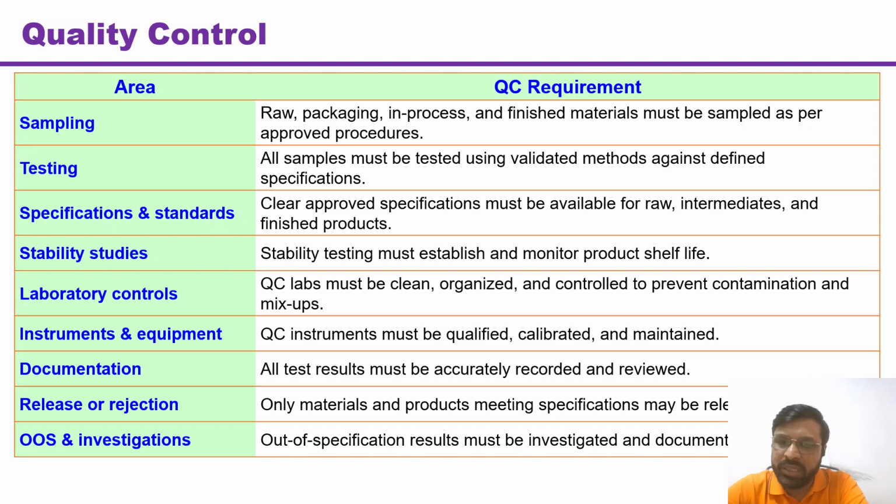At every in-process stage, we should sample and it should be tested. Finished product should be sampled and tested, and all the releases should be done after satisfactory testing. Then we have to see specification and standard. There are some guidelines. Specifications are prepared on the basis of pharmacopoeia, so that we can maintain the guideline to perform the testing, and we can get consistent results.